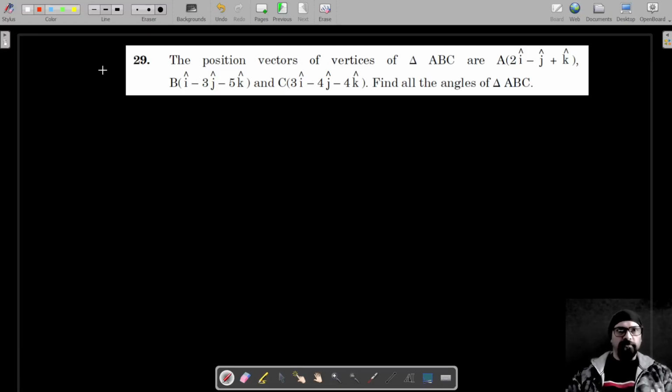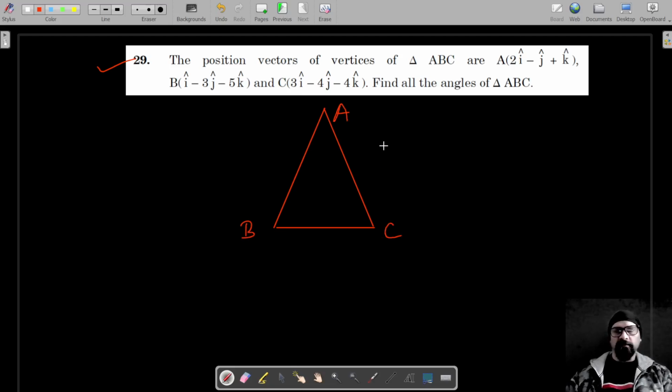For question number 29, we have to find the position vectors of vertices of triangle ABC. The position vectors of the vertices are given, and we have to find all the angles of triangle ABC. So let's say this is triangle ABC with vertices A, B, and C. Let this be vertex A, this be vertex B, and this be vertex C.